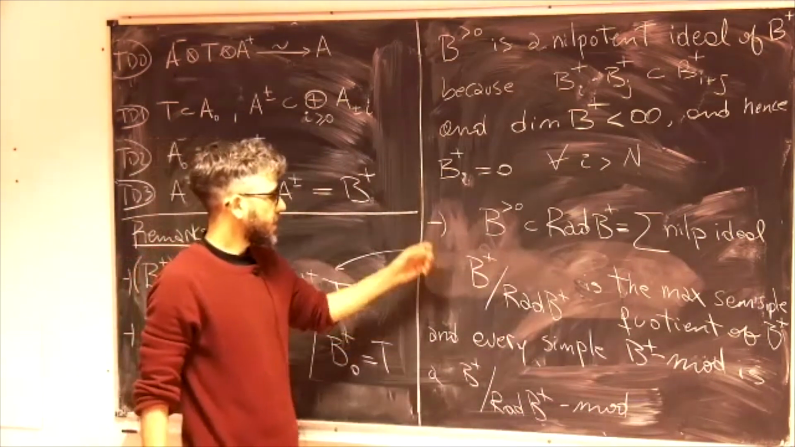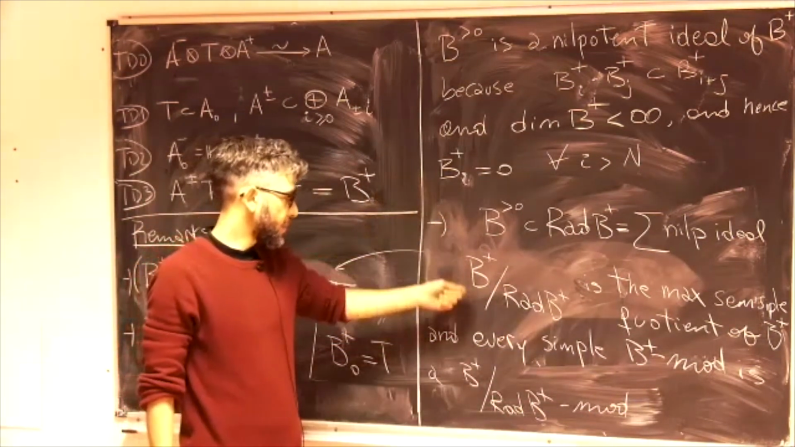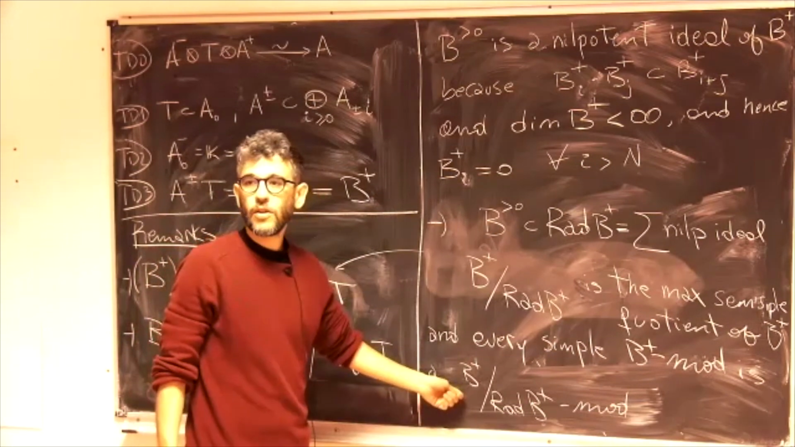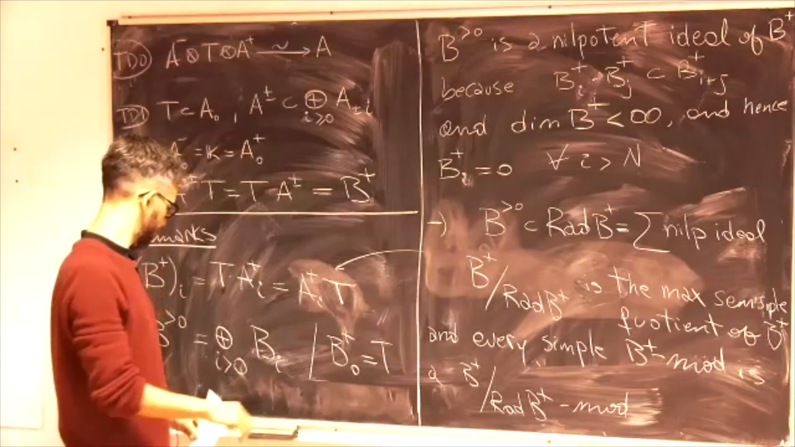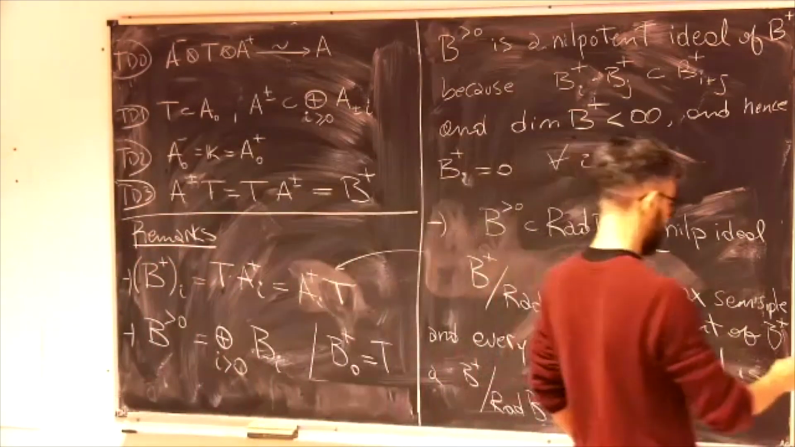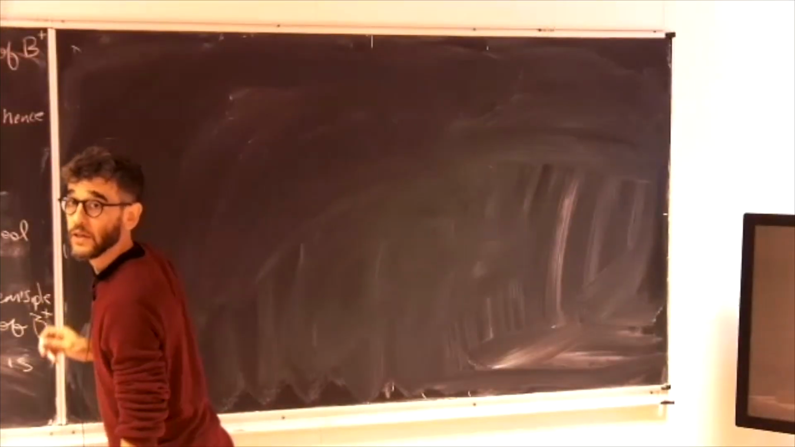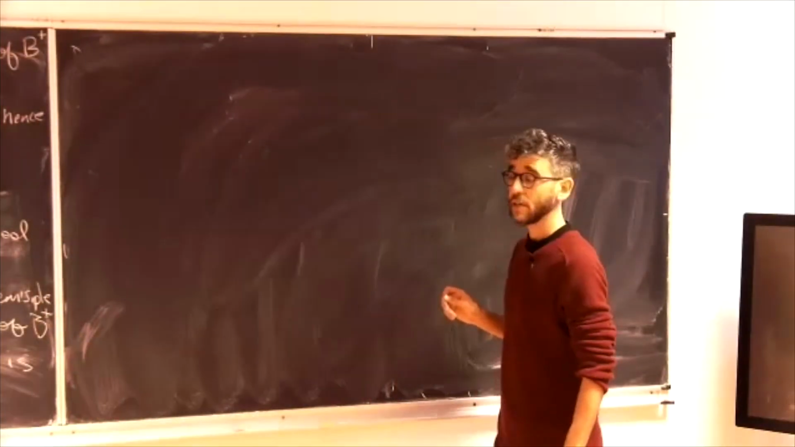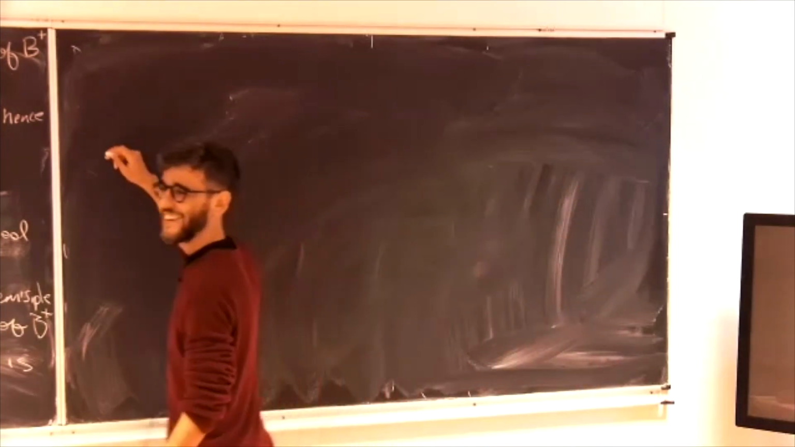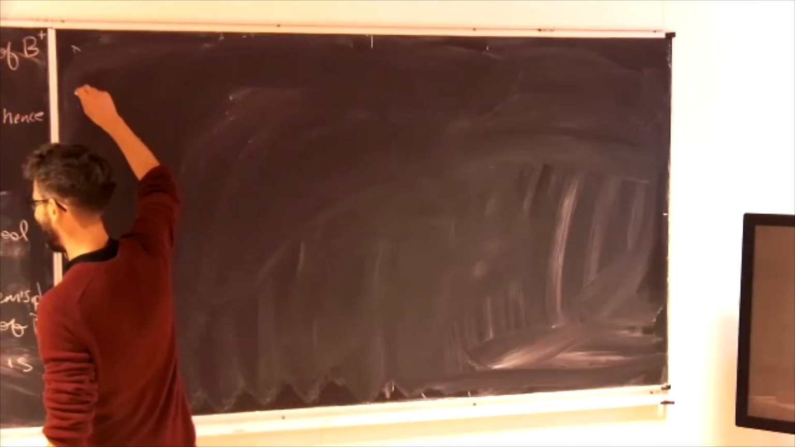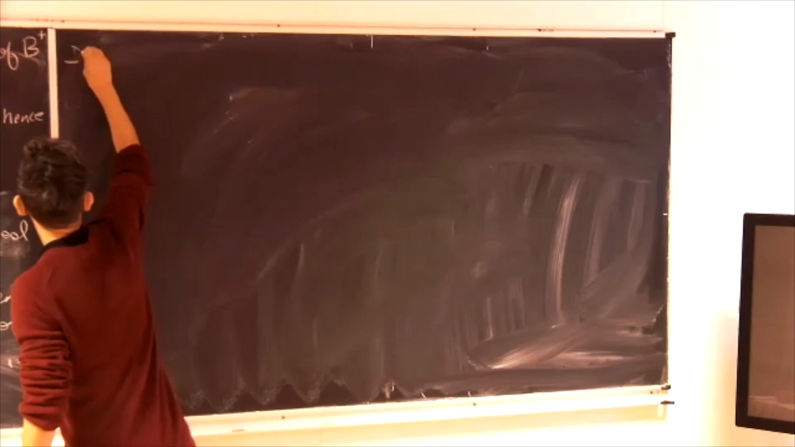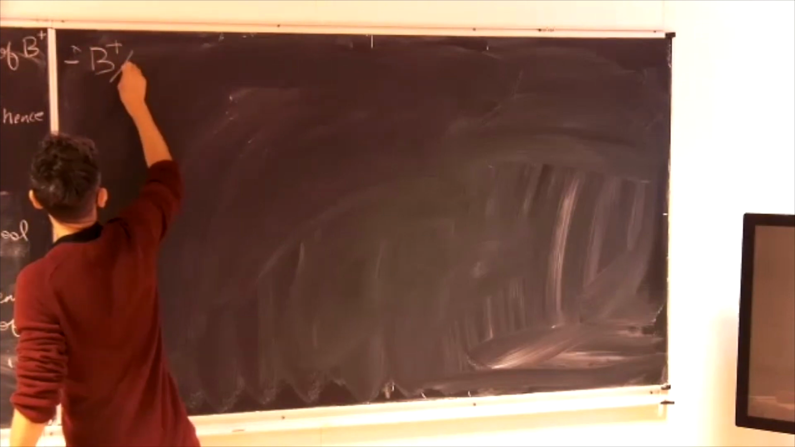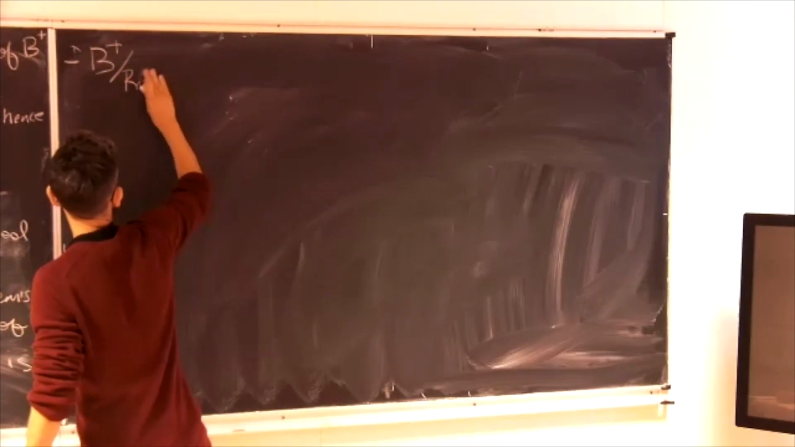That means that the simple modules over B plus are the same as the simple modules over this quotient algebra. Okay. I want to say that B plus was quotient.